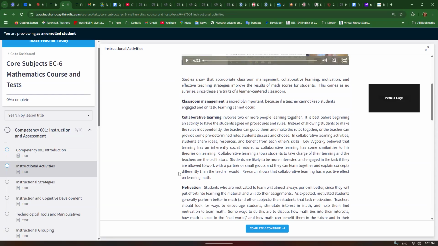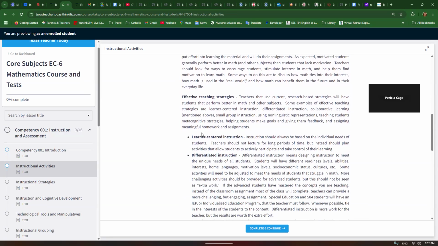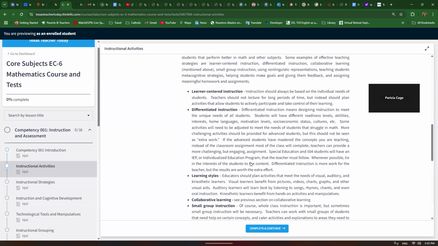Some students have intrinsic motivation. They're just naturally motivated. Some need a reward to get them started, so that's extrinsic motivation. We can appeal to both. For effective teaching strategies, it should always be learner-centered, focused on the students. We should always differentiate instruction. That means we cater it to different learning styles, readiness levels, abilities, interests, and backgrounds, taking into account each student's individual needs. It's more work for the teacher, but it's worth it, right?